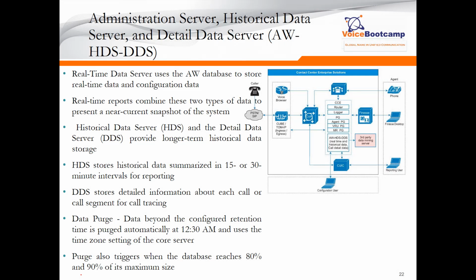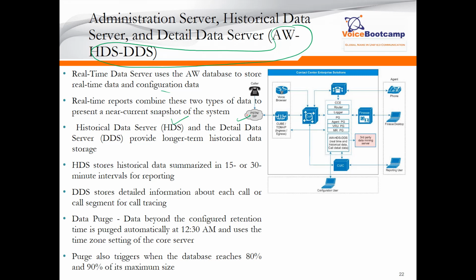Now, it is possible for a small to mid-sized deployment to have all roles played in the same server, AW-HDS-DDS. Real-time data server will use the AW database to store the real-time data and configuration data. And it also provides HDS and DDS, but this is only good for small, like 2000 deployment model. If more than 2000, you need to separate them at some point.